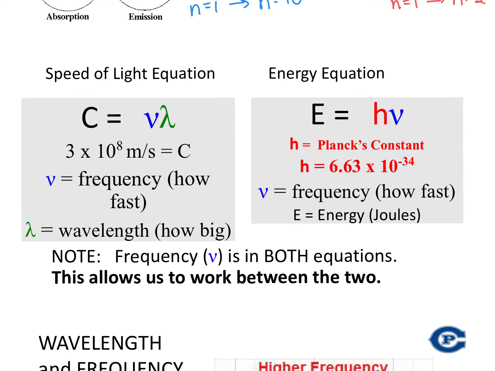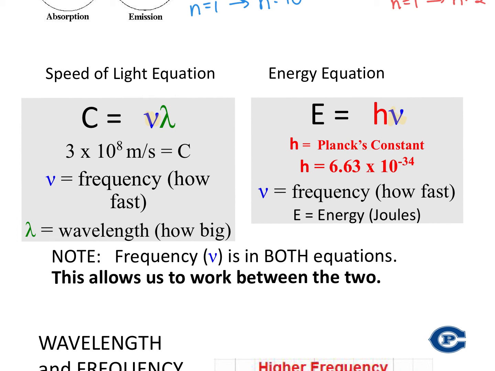And when I'm moving into energy, though, my energy is typically an unknown. I have Planck's constant as my h, and that is, again, going to be this number. And my v is frequency. Between these two equations, the things that connect them together are my frequencies. You do not need to know how to connect these two. However, it could be a bonus question on the test.